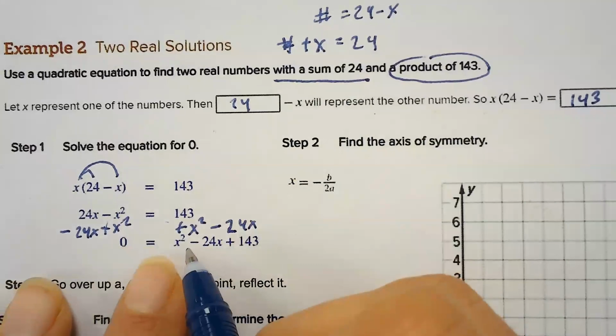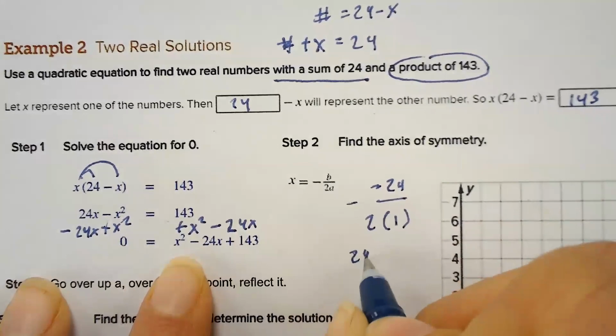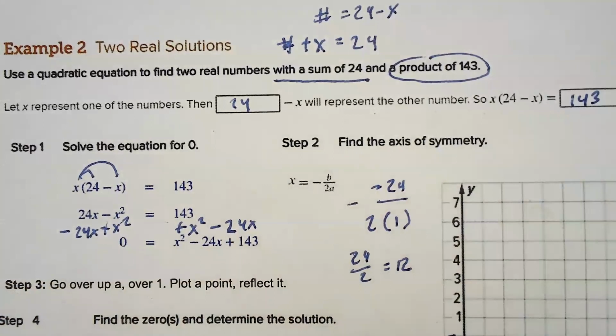Negative b over 2a gives me negative negative 24 over 2 times 1. That's positive 24 divided by 2, which is 12. So my axis of symmetry is 12.